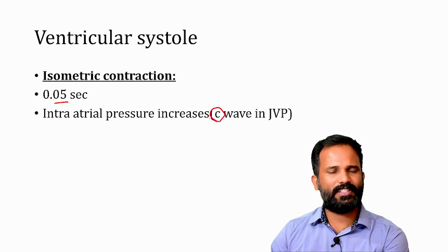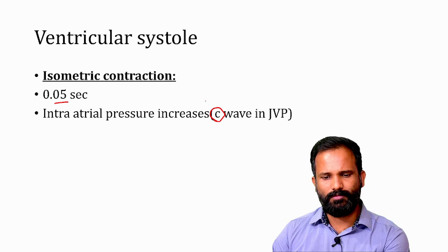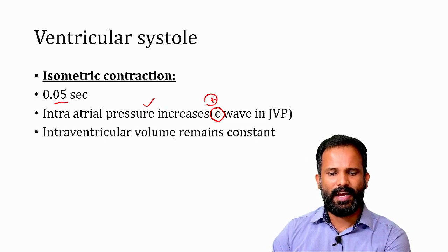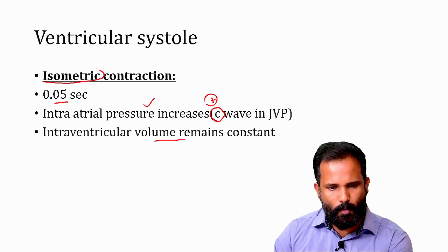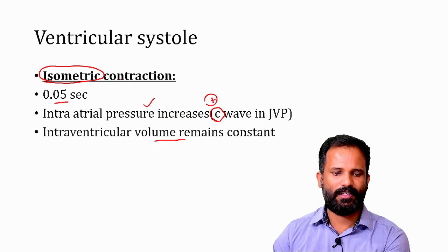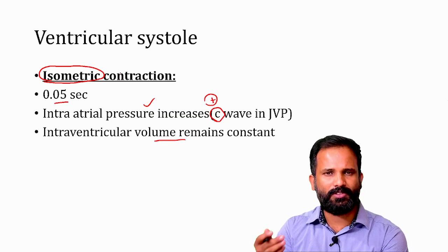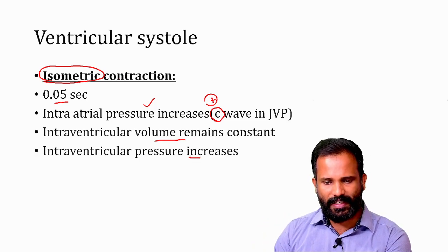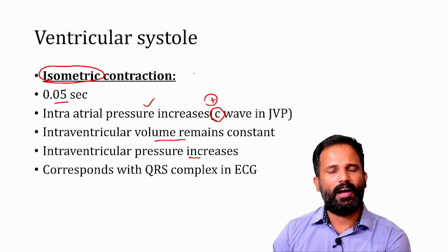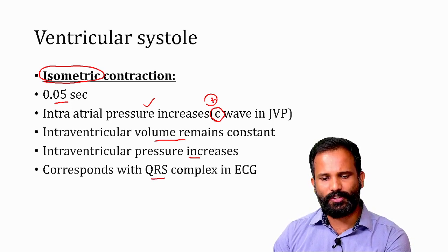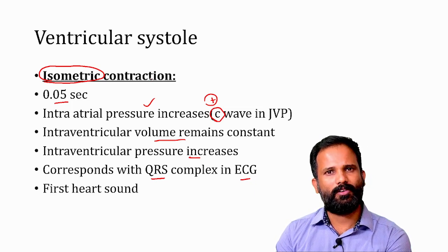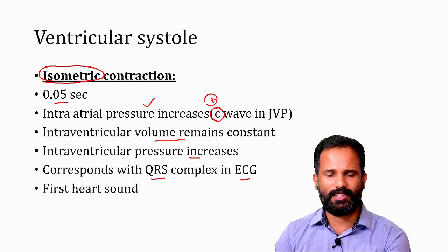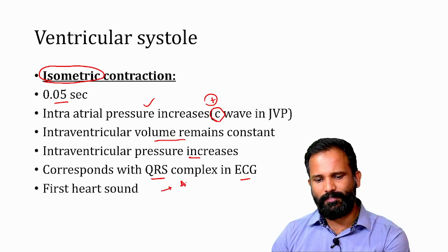It causes the C wave in JVP. The C wave is also a positive wave, so intra-atrial pressure increases. Intraventricular volume remains constant because it is isometric, the name itself says. The purpose is to increase the pressure, so pressure increases. And we already mentioned it corresponds with the QRS complex in ECG. Isometric contraction is concerned with the first heart sound because closure of the AV valves occurs here.